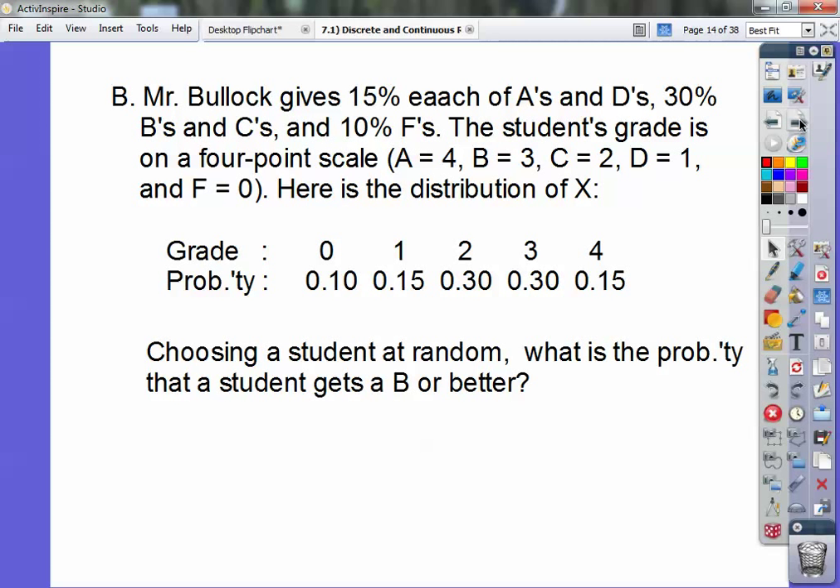Okay? And then choosing a student at random, what's the probability that the student gets a B or higher? Okay, so it's going to be this probability plus this probability. Now you don't have to do all of this. You'll see the reason I'm doing this in the next problem here shortly. Okay? So you get 45% is the probability.